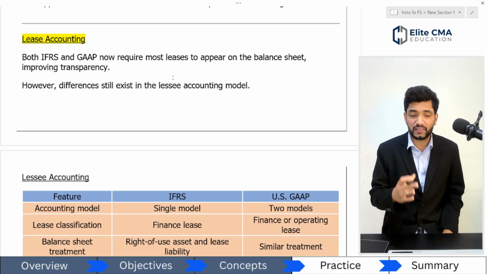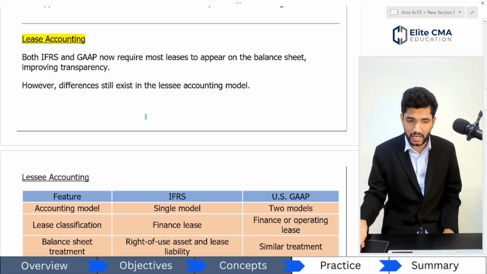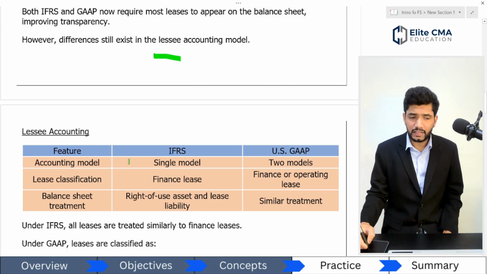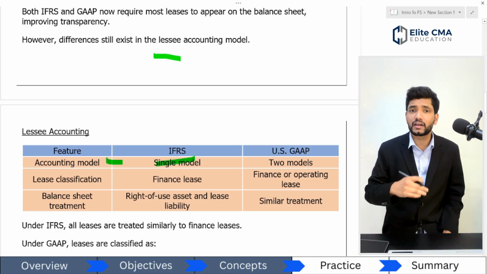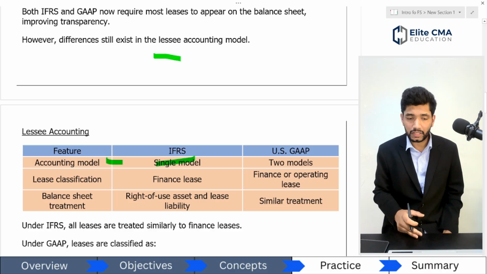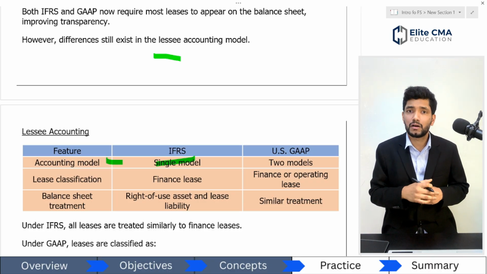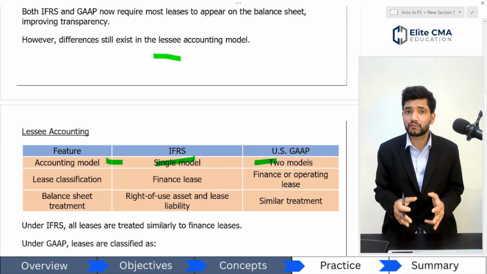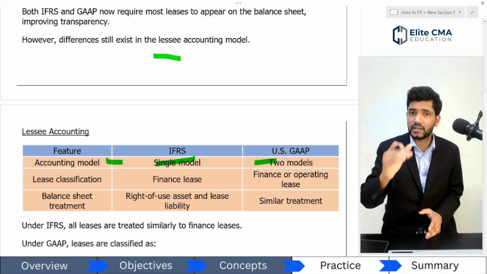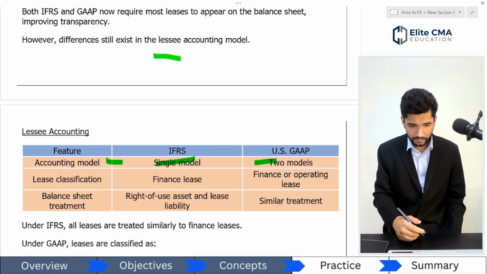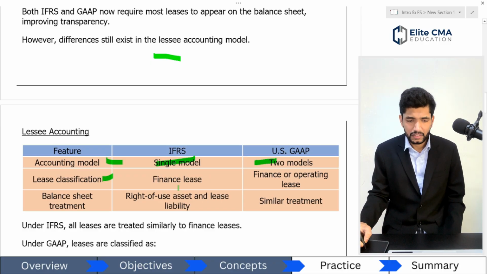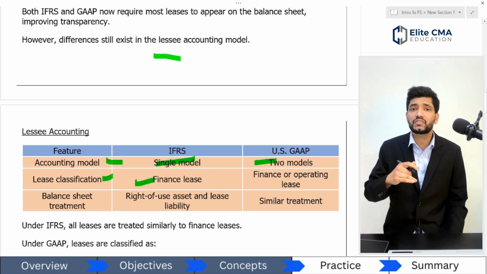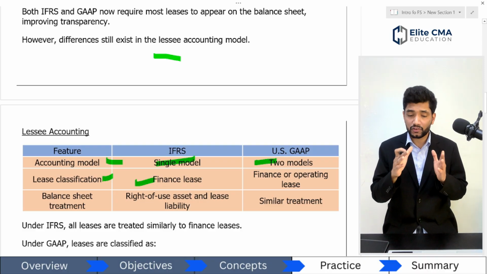However, small differences exist in the lease accounting model between IFRS and US GAAP. The key difference is the accounting model. IFRS has a single lease accounting model, which mostly recognizes leases like finance leases. But US GAAP has a dual model, allowing two types of leases, finance and operating leases. For lease classification, IFRS normally recognizes all leases as finance leases, but US GAAP recognizes finance and operating leases based on the situation.